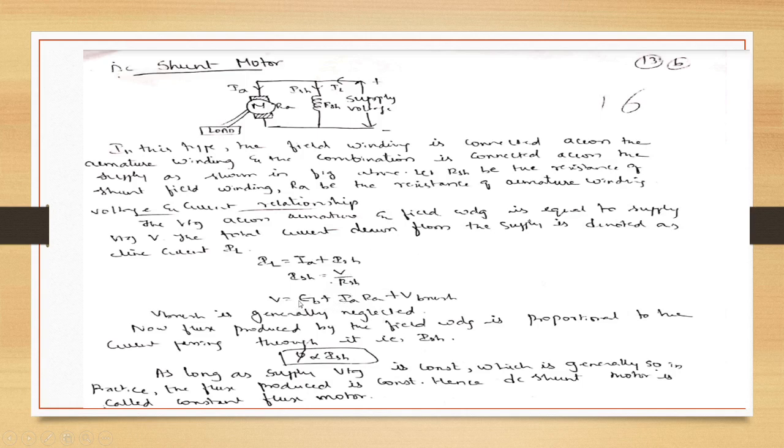Now, the voltage equation for a shunt motor is V is equal to EB plus IARA plus V brush. V brush is the brush contact drop. It is very small and is generally neglected.